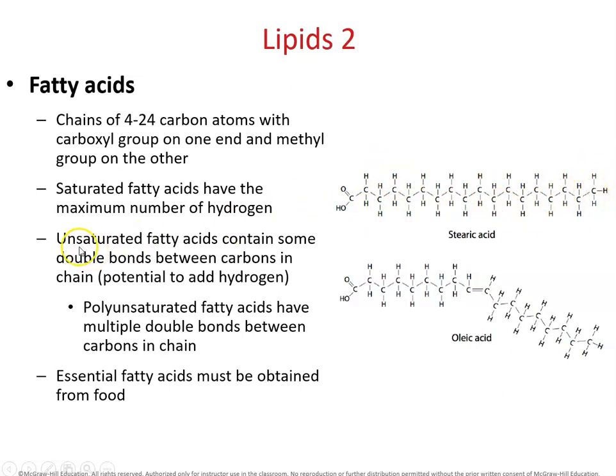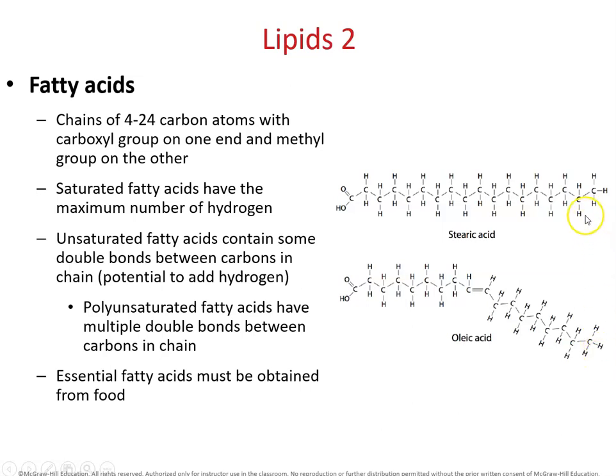The other is unsaturated fatty acids. And unsaturated fatty acids do not have the maximum number of hydrogens. That's because they have a double bond somewhere in the tail. And that double bond means they're missing 2 hydrogens. So it's not saturated. It is not full of hydrogens. If we somehow broke this double bond, we could add in 2 more hydrogens to the structure. What this means is our geometry here is bent. This unsaturated fatty acid tail has a bent shape.